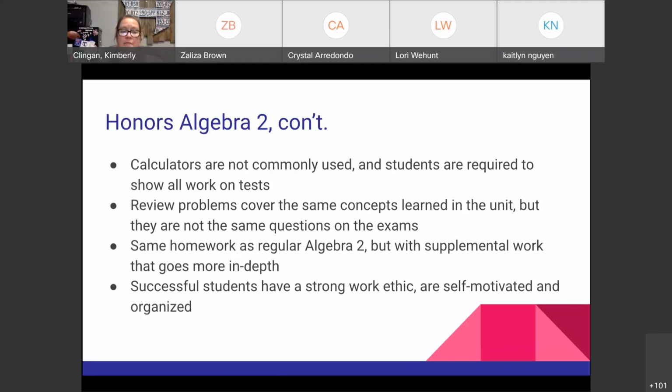Review problems will cover the same concepts. It has the same homework as regular Algebra 2, but there is supplementary work that goes with it. So if homework in the on-level class is 30 minutes, it's going to be 30 minutes plus extra work on top of that. Students who are successful in there have a strong work ethic. They're self-motivated and organized. In general, their parents aren't constantly checking up, saying, have you done this? You need to do this. The students who are successful in honors Algebra 2 are focused and may need a little shuffling to get in the right spot, but are on track to be independent in their classes.